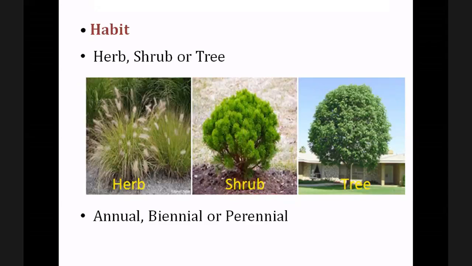The third category is the tree. They are the tallest plants. They have branches above the ground and a strong woody stem. The shrub also has a woody stem. You should be in a position to differentiate these three: herbs are non-woody, and shrubs and trees are woody. An example for the tree is the mango tree.